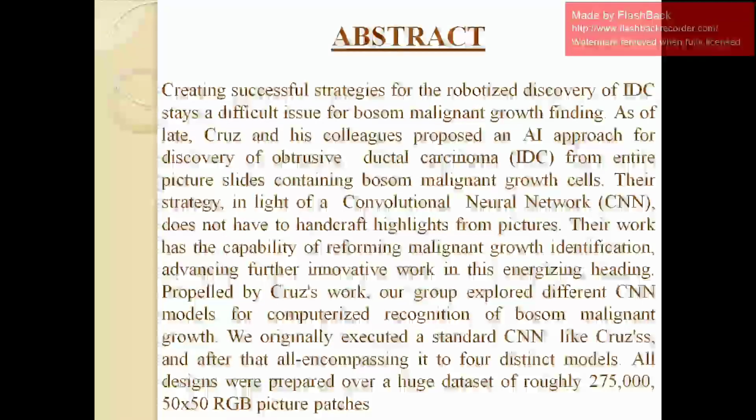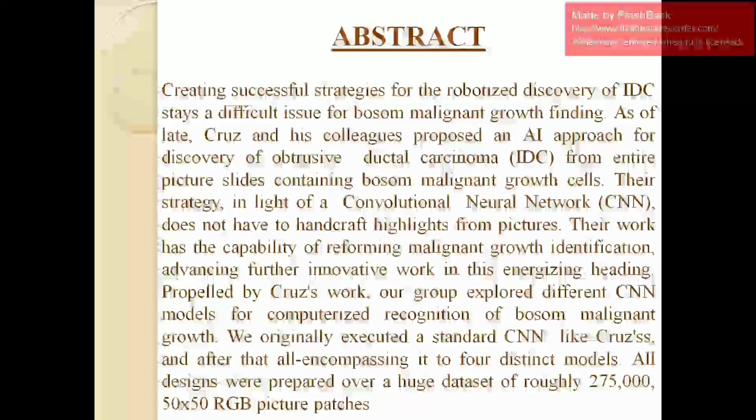So here's the abstract. We take the IDC of the breast. IDC is a type of breast cancer where the cancer has spread to the surrounding breast tissue. Cancer tumors can be classified into two types, malignant and benign. A benign tumor is one which does not invade its surrounding tissues, whereas a malignant tumor is one which may spread to its surrounding tissues and other parts of the body.